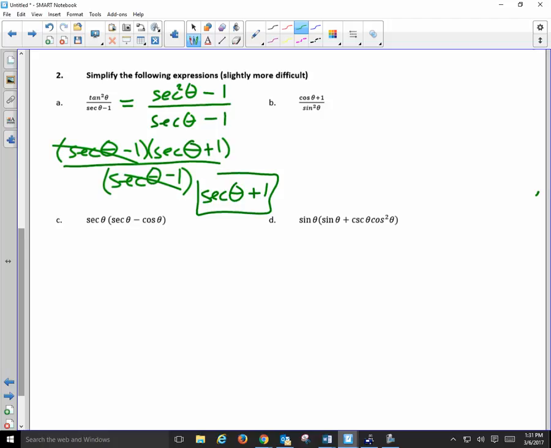Very similar to problem B. What do you think we'll substitute in here? Come on, instead of sine squared, what do you want? Instead of sine squared, I want 1 minus cosine squared.